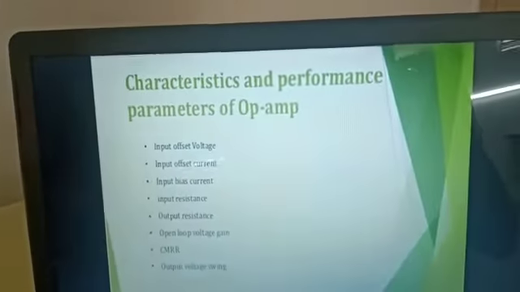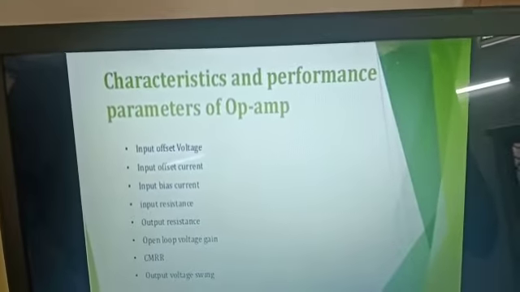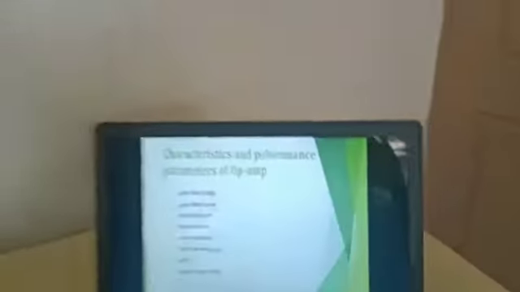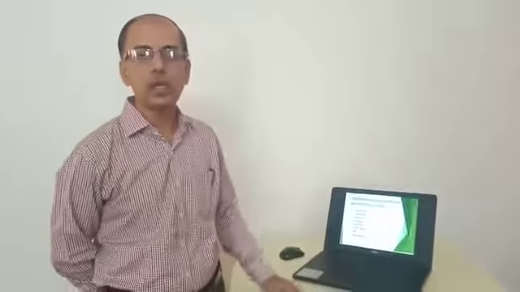Then we go to the characteristics and performance parameters of an op amp. Here there are different parameters of an op amp: input offset current, input offset voltage, input bias current, common mode rejection ratio, slew rate, output voltage swing, and open loop voltage gain. These are the different op amp parameters. Now let us study them one by one.